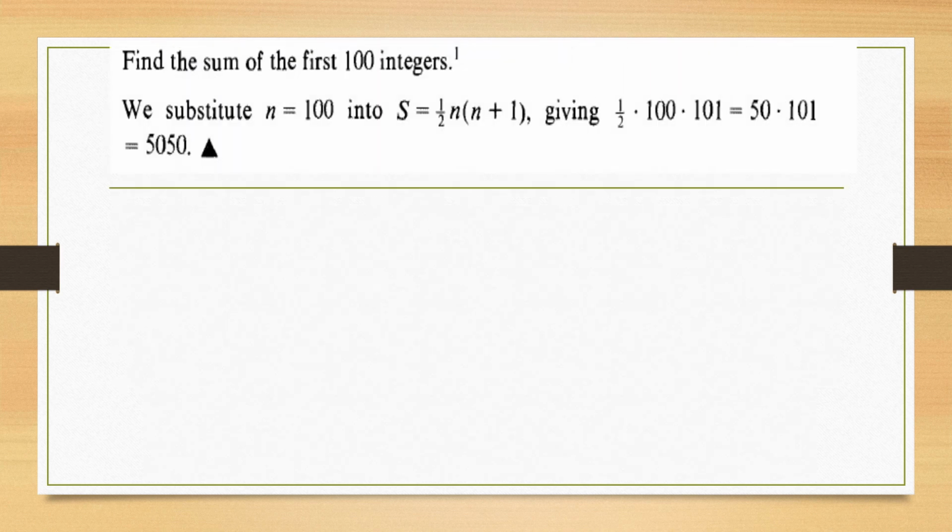Find the sum of the first 100 integers. If we have to find the sum of the first 100 integers, we can use this formula which we have derived in the last slide. We take just n as 100 and we will obtain the required answer, which is 5050.